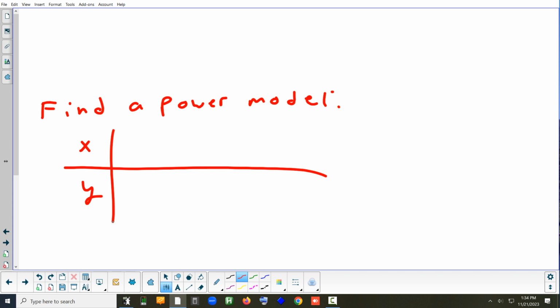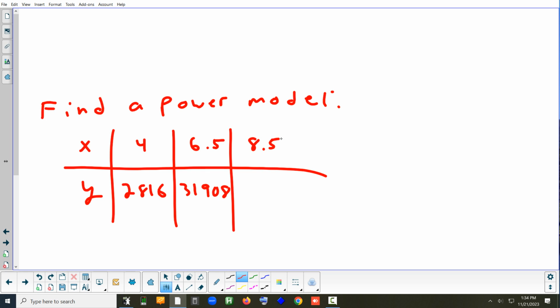We're going to use 4, 2816, 6.5, 31,908, 8.5, 122,019, and 10, 275,000.